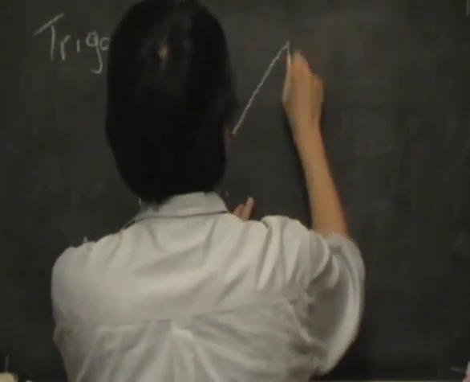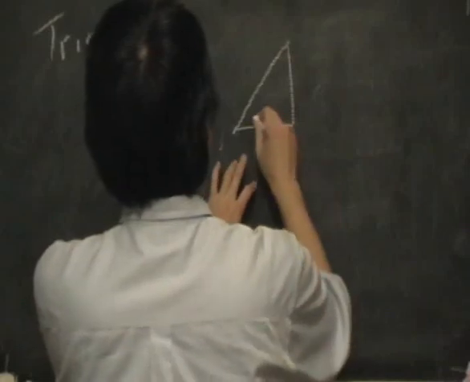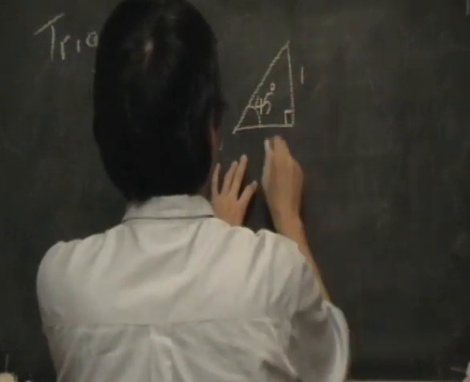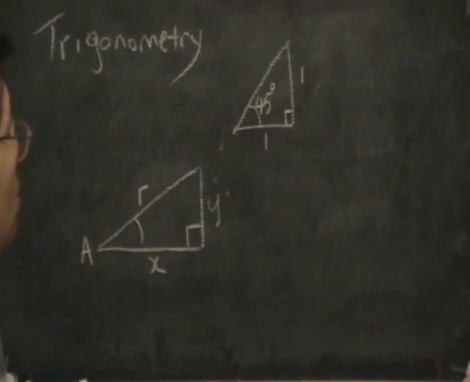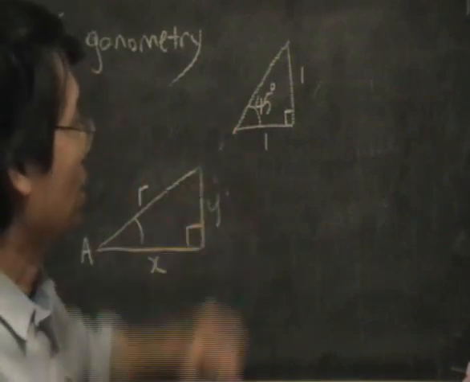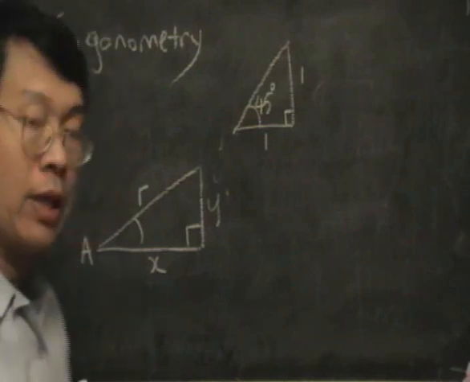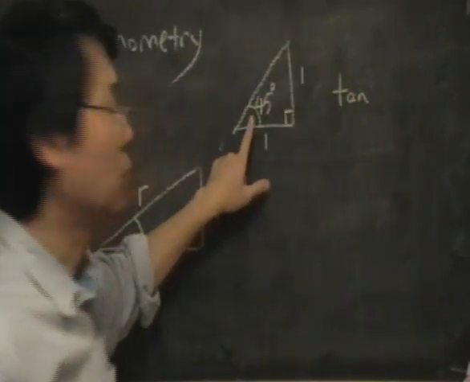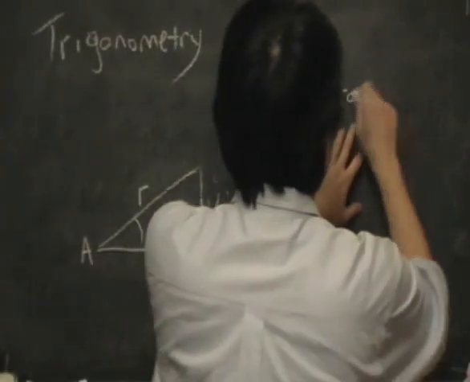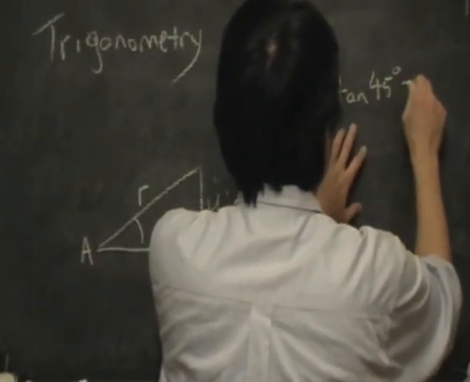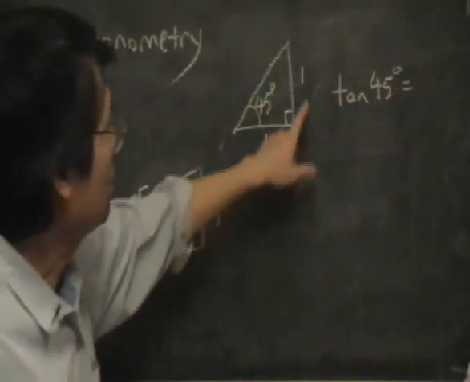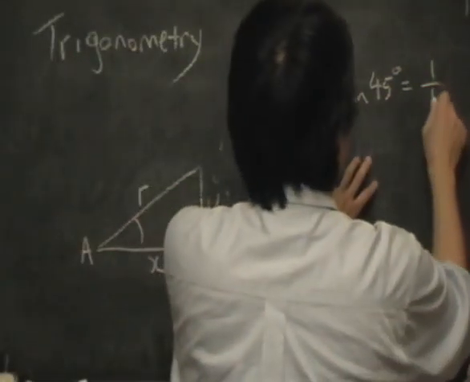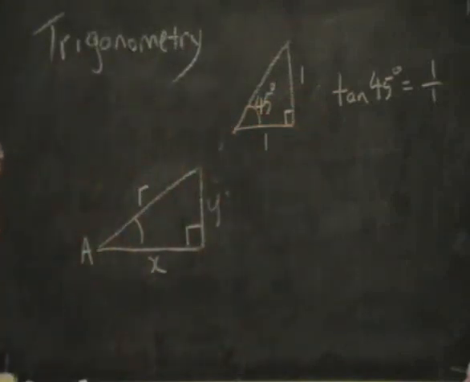Let's look at this example, where this is 45 degrees and this side is 1 and this side is 1. A simple right-angled triangle, right? Now if I want to find the tangent of that angle, we write tan 45 degrees. In this case, it is the opposite over adjacent, 1 over 1. The answer is just equal to 1.